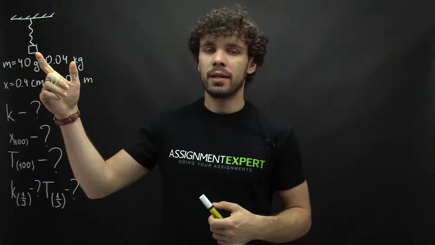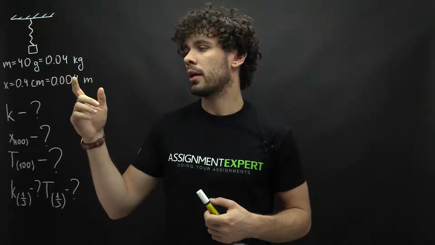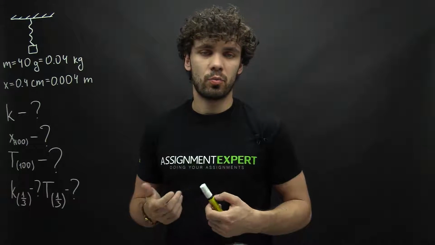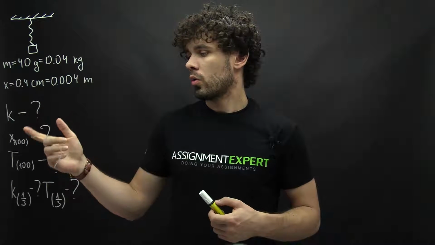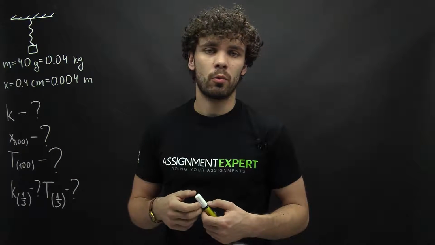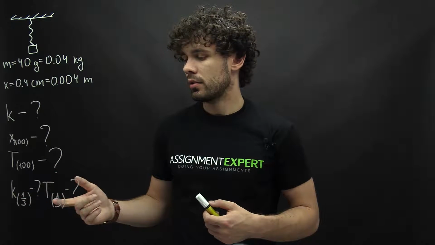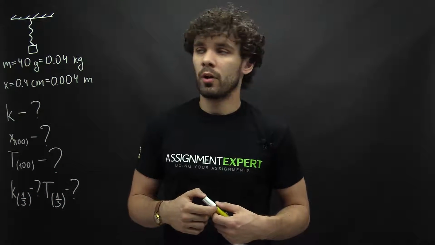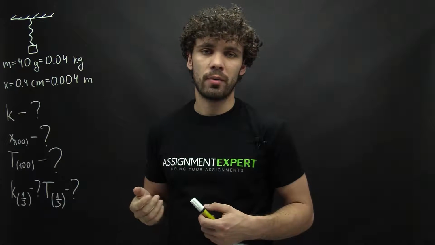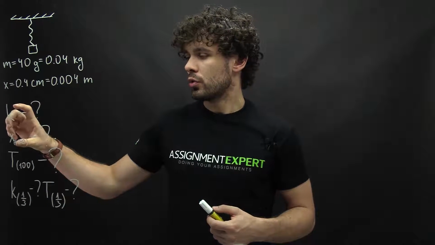A 40-gram mass is attached to a vertically hanging spring and extends it by 0.4 centimeters. Let's find the spring constant, also the extension of the spring with a weight of 100 grams, and the oscillation period with 100 grams. And also let's find the spring constant and the oscillation period when we divide our spring into 3 equal parts and hang 100 grams on one of them. So let's begin with the first two tasks.